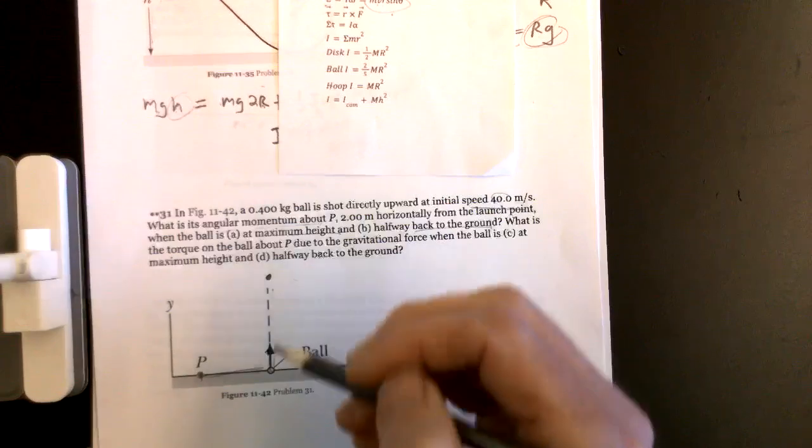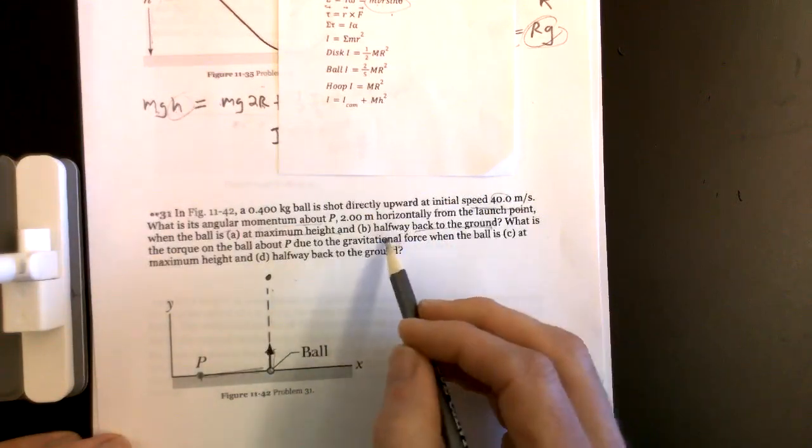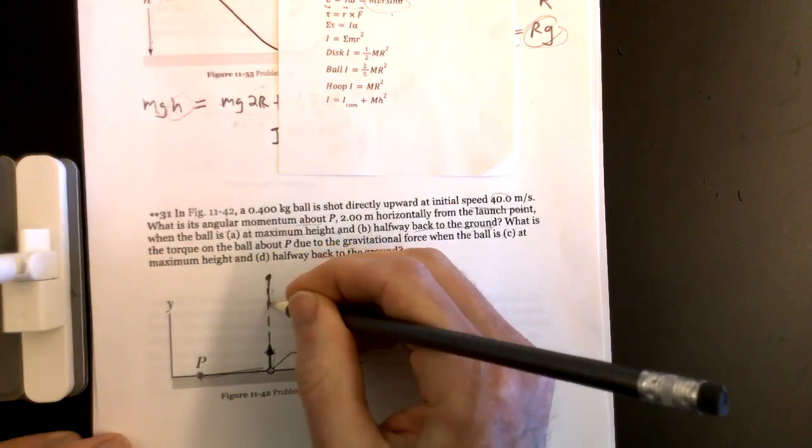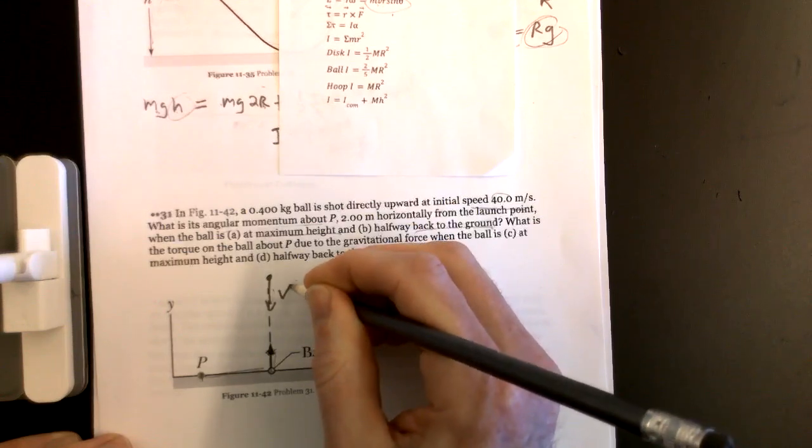But when the ball is halfway down, so let's say when it's halfway back down to the ground, I'm going to get a v right here.